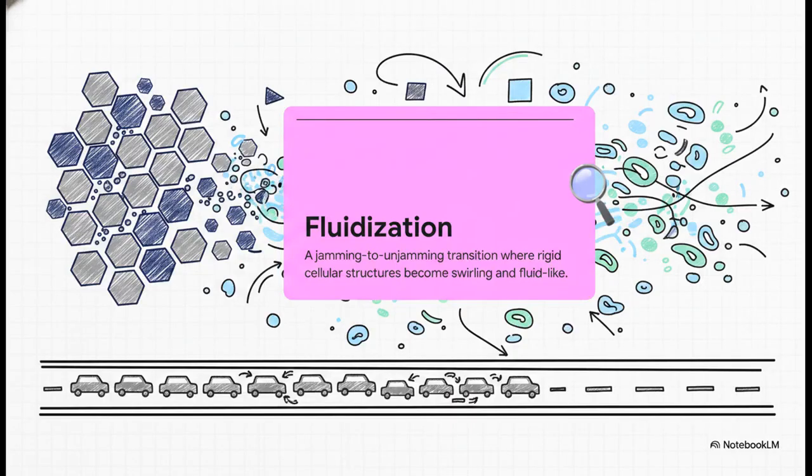To understand how cells actually solve this, we first need to nail down a key concept, fluidization. This is essentially a jamming to unjamming transition. Think of a highway packed bumper to bumper. That's your jam state, a rigid, highly ordered cellular structure. But as activity ramps up, the tissue unjams. It physically breaks down into this swirling, fluid-like state where cells can suddenly slide right past one another. So throughout this explainer, when we talk about a system going from low to high activity, this fluidization process is exactly what we're watching for.